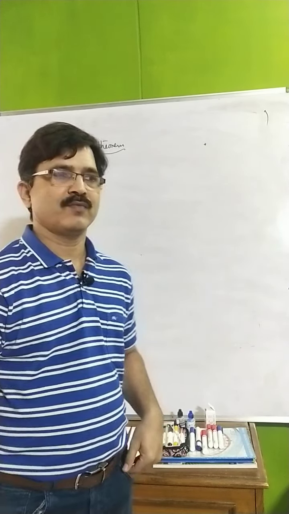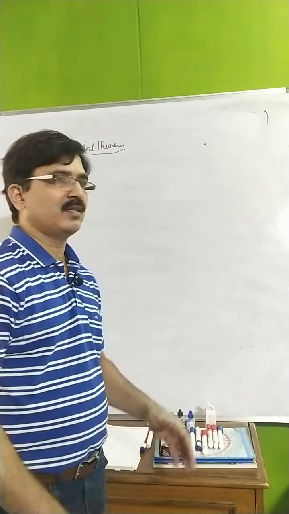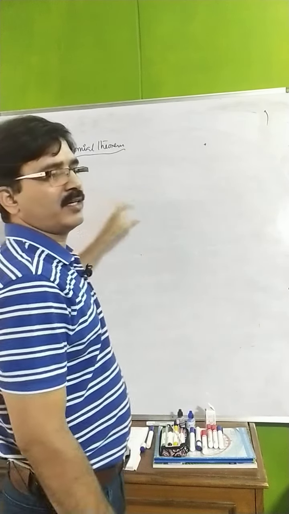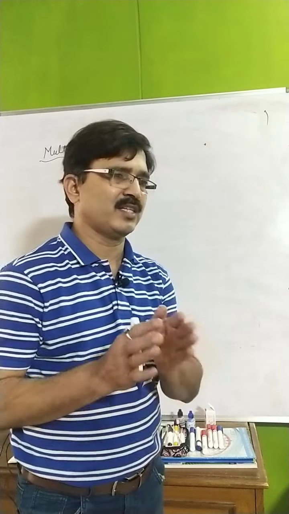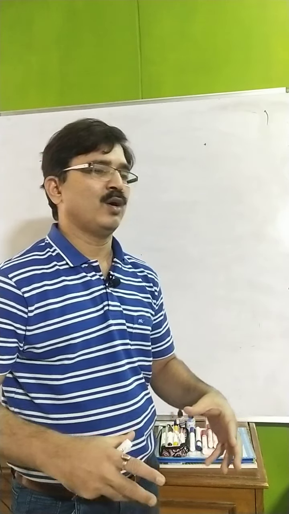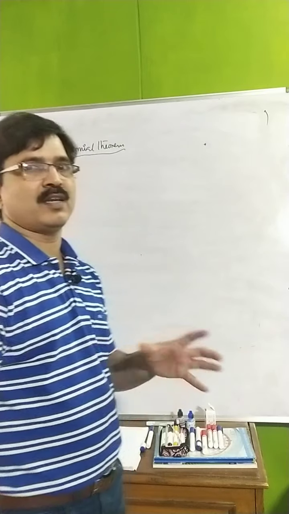Today we are going to discuss binomial theorem part 3, and that is the multinomial theorem, right? Multinomial theorem is what we are discussing. Now you see here in the multinomial theorem we have majorly 3 points: how to find the number of terms in a multinomial, how to find the coefficient, and the next one is the greatest coefficient. These are the 3 things.